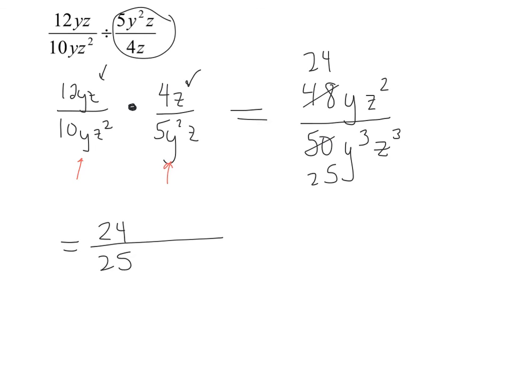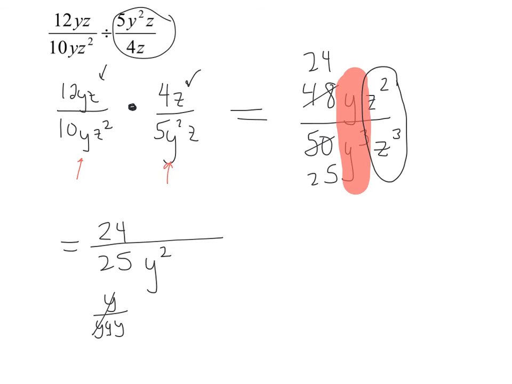Now for the y's, I have 1 on top and 3 on the bottom. So if I subtract that, I have 2 y's, and it would go on the bottom because there's more y's on the bottom. Again, if you remember from earlier, it would be 1 y on the top and 3 on the bottom. So 1 would cancel out, leaving 2 on the bottom. Then we have 3 z's on bottom and 2 on top. So if I subtract 3 minus 2, I get 1, and again it will go on the bottom because there are more on the bottom. So our quotient is 24 over 25y squared z.